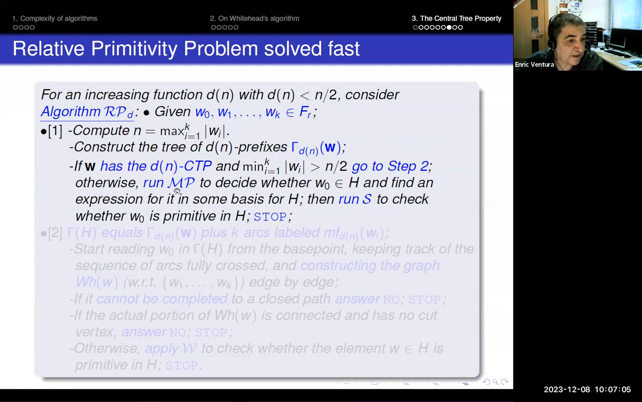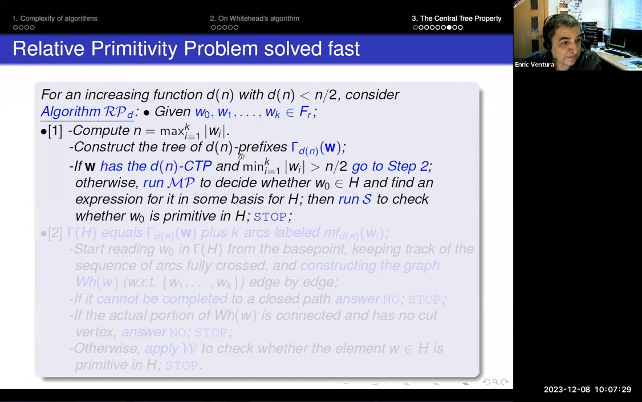If not, then run the standard membership problem, rewrite W in the standard way in terms of the basis for the subgroup, and then run Whitehead's or Spielrein's algorithm to check whether W is primitive in H. Yeah, this is going to be slow, but it will happen with very low probability.